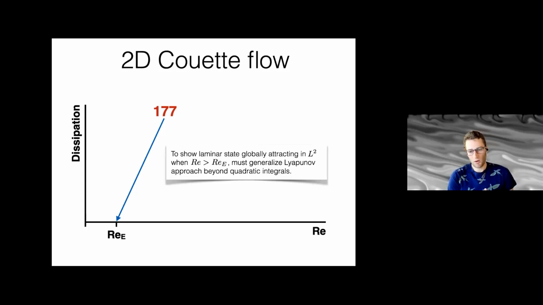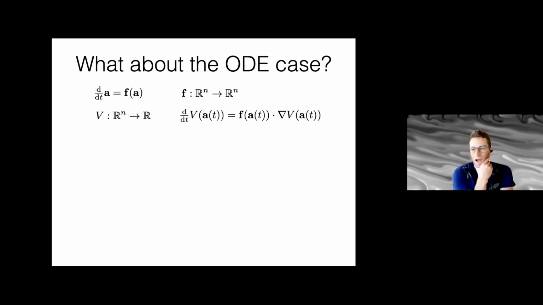All right, so in order to show that the laminar state is globally attracting in the sense of the L2 norm at any larger Reynolds number, we must generalize the Lyapunov approach beyond quadratic integrals. Because if you restrict yourself to a quadratic integral, for reasons I explained, you have to use the energy, and the energy does not work above this Reynolds number. Okay, there are various ways, infinite ways, in which one might consider a more general functional than a quadratic integral.